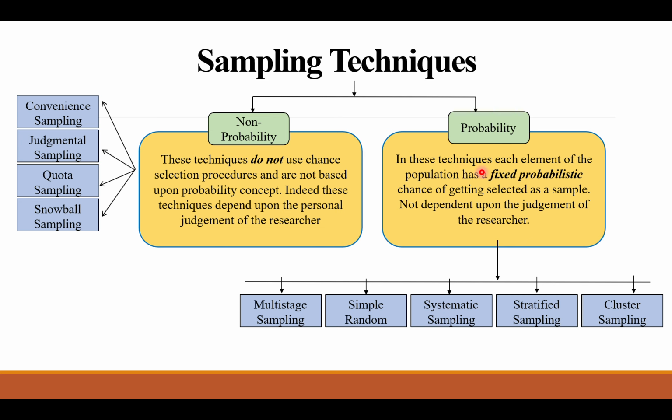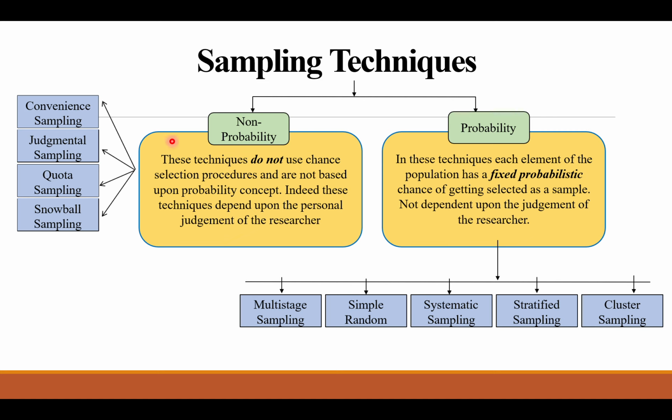So there are two types of sampling techniques: non-probability sampling and probability sampling. What is probability sampling? In this probability sampling technique, each element of the population has a fixed probability chance of getting selected as a sample. It is not dependent upon the judgment of the researcher.